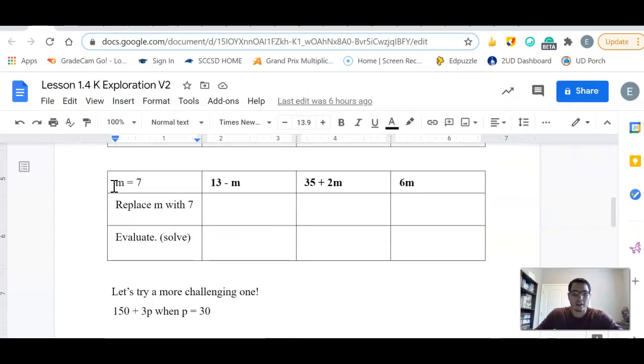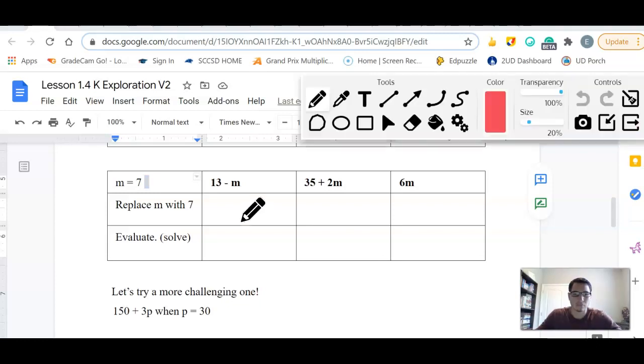All right, I want you to try when m equals 7. So we're doing the exact same thing. We're using the same algebraic expressions, but now we're saying m equals 7. So go ahead and replace m with 7 in each of these, and then evaluate them. Give that a try. All right, here we go. We have 13 minus 7. You should get an answer of 6.